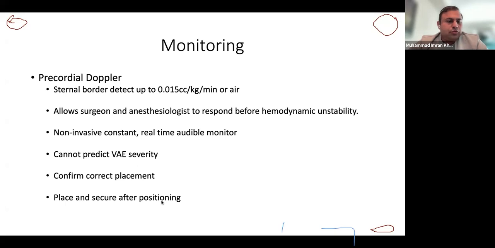The precordial Doppler probe should be placed and secured with tape after the patient is positioned for seated surgery, as the optimal site for the probe may change. This is an important fact: you need to make sure that the monitor you are using is actually in the right position. Even if you had placed it correctly when the patient was supine, if you've changed the position to sitting, prone, or park bench, you need to recheck that your monitor is in the right position before you start using it.